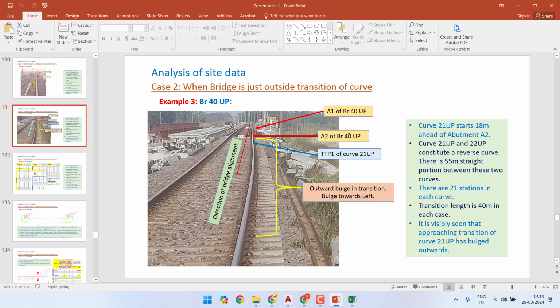See, this is A2 of bridge 40 up, this is A1 of bridge 40 up, and this is TTP1 of curve 20. As you can see, this is the increasing kilometer, and the TTP1 and other stations on the curve like station number 1, 2, 3, they seem to be out of alignment, or rather they have bulged. The track has shifted outwards. In this view we can say shifted towards right, but with respect to increasing kilometer, like if somebody is standing here and looking towards this direction, this track has shifted left side, and that is seen in AutoCAD file also.